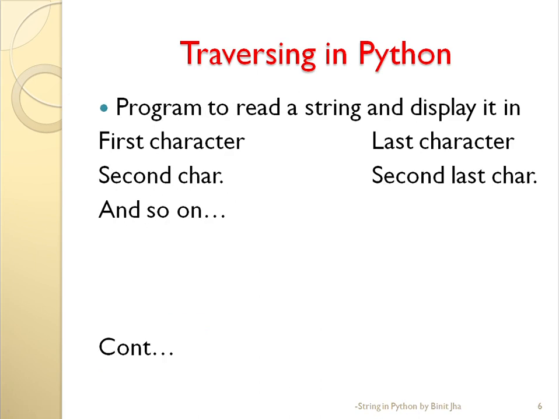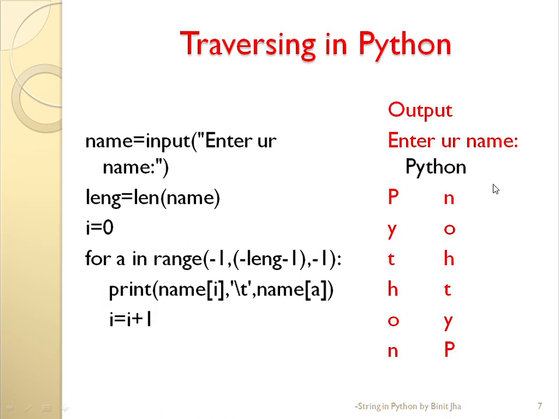Next is the program to read a string and display it accordingly. Like in front of the first character, the last character would be displayed. In front of the second character, the second last character would be displayed, and so on. This is the program for that. What we have done is for a in range minus 1, how far will it go? It will go till minus len minus 1, and how will the increment or decrement take place? Minus 1.